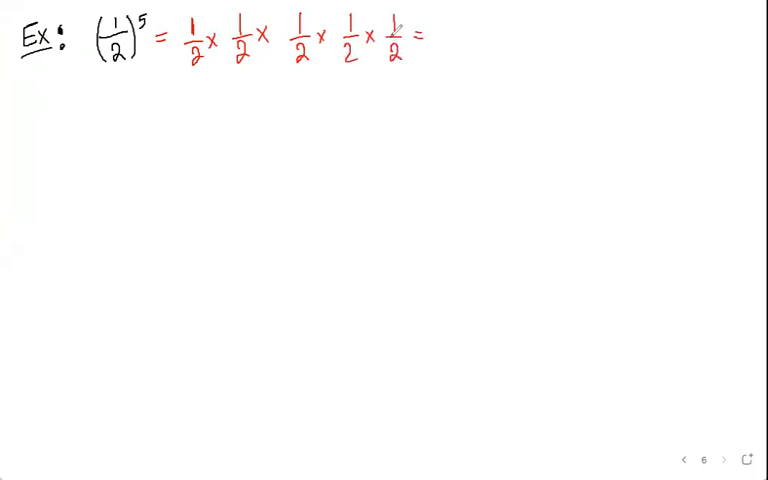And what does that equal? That's 1/32. Okay, exactly. So we multiply the numerators together: 1 times 1 times 1 times 1 times 1 gives me 1, and 2 times 2 times 2 times 2 times 2 gives me 32.